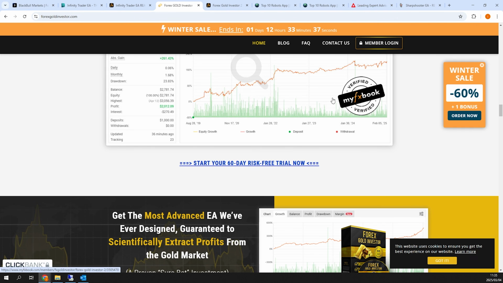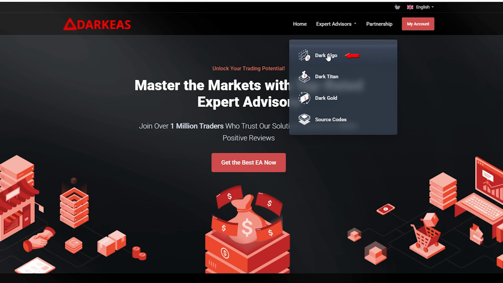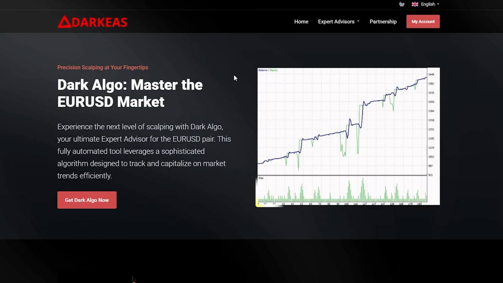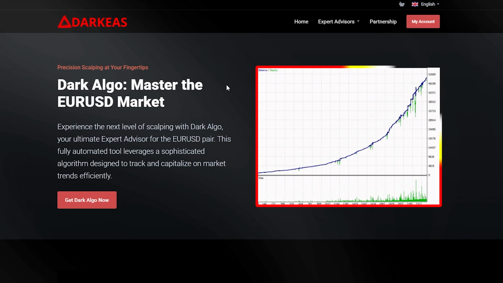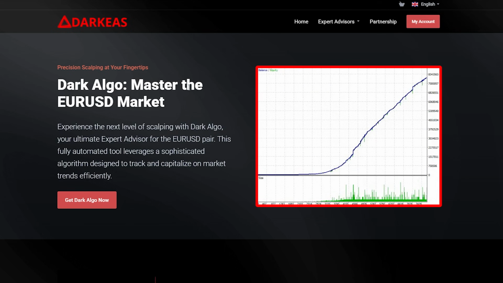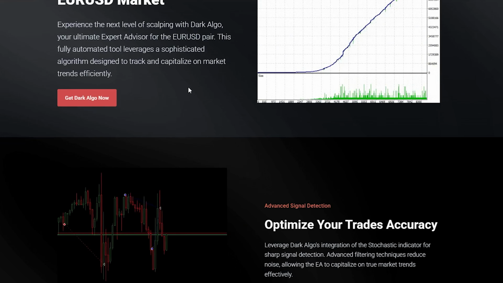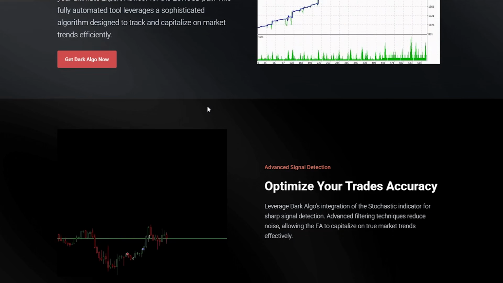Now, one of the other EAs that we have trading on the account is the Dark Algo, and we can have a quick look at it here. Now, if you've seen some of my other videos, you'll know that I have been trading some of the free robots, which includes the Dark Moon, the Dark Rhea, and I recently placed the Dark Gold and the Dark Titan onto a demo account, and it is doing quite well. And let's go down with the Dark Algo. What you can see is that this is the back test. It's got a really, really good back test, and I'll show you my back test in a second as well.